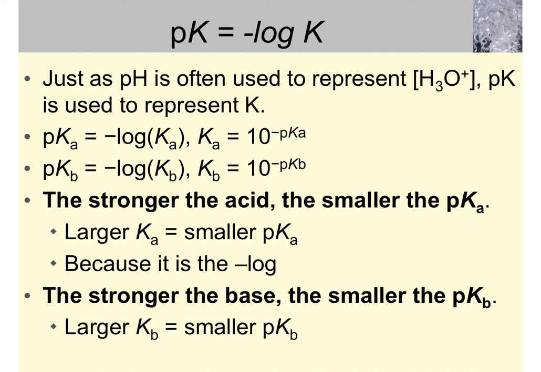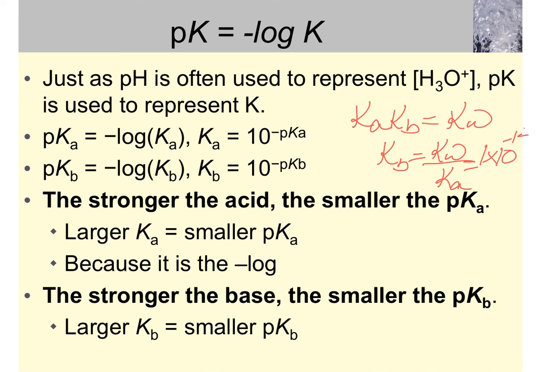So let me just write it again here. Ka times Kb equals Kw. So let's say that we had Ka and we wanted to find Kb. We would simply rearrange this. Kw over Ka equals Kb. Remember that Kw, the most common value for that you'll see is at room temperature, and it's 1 times 10 to the minus 14, right?